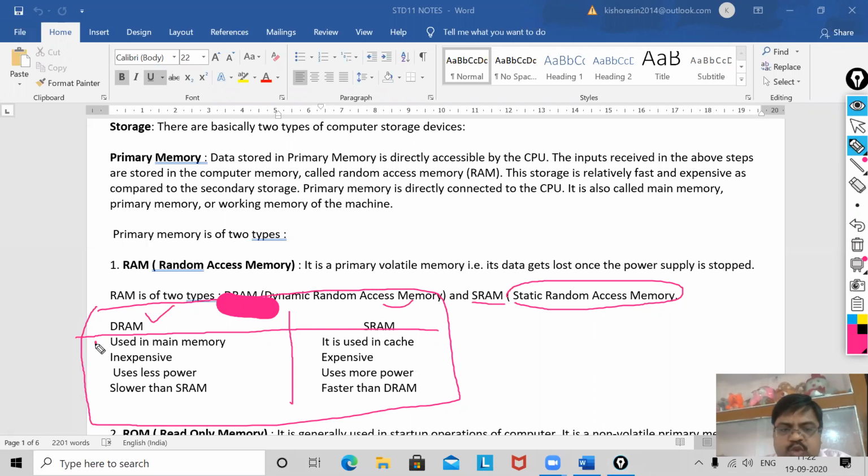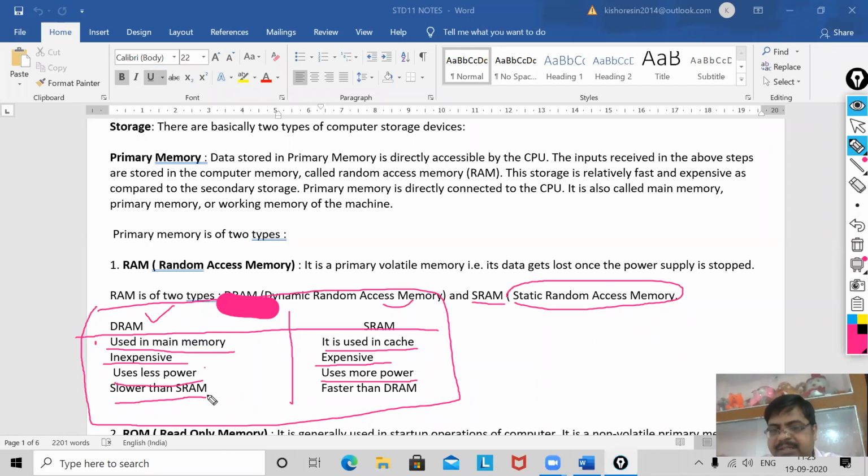My first point is what? DRAM is used in main memory, but SRAM we use in cache. I will discuss what cache memory is; only you have to know this for now. DRAM is inexpensive, not expensive, my dear, but SRAM is expensive. The third difference: DRAM uses less power. That means when you are accessing DRAM, it will consume less power, but SRAM uses more power. And the last difference: DRAM is slower than SRAM.